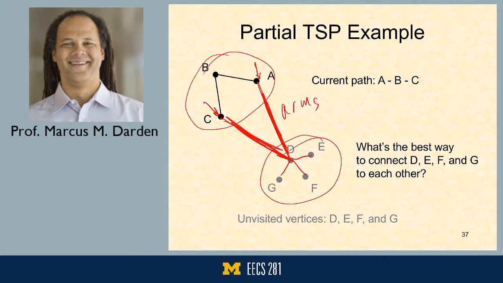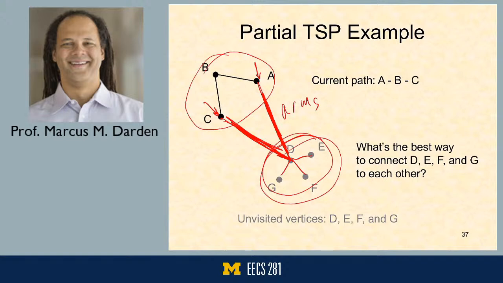Right? They have to go to the beginning and end because I know I'm already going to choose A, B, C in exactly that order. All I need to do is say, well, B is already fully done. It's got an in and an out. C has an in but no out. A has an out but no in. So I need to connect the arms to the closest point in the unvisited, right? And the beginning and end of the current path.